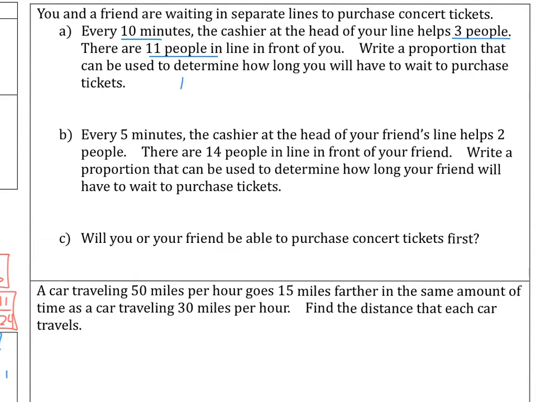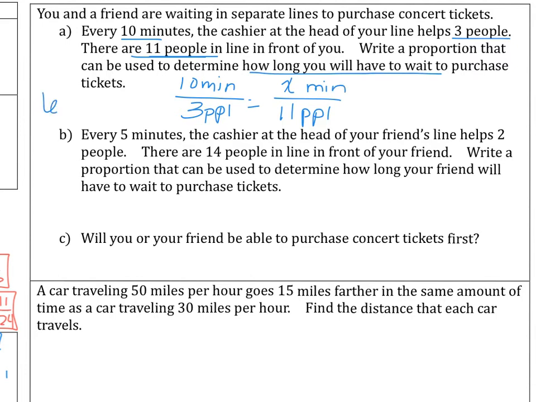So this is the rate. Every 10 minutes, the cashier helps 3 people. And currently, there are 11 people in front of you. Then how long will you have to wait to purchase your tickets? So x minutes. Let x equal the time.